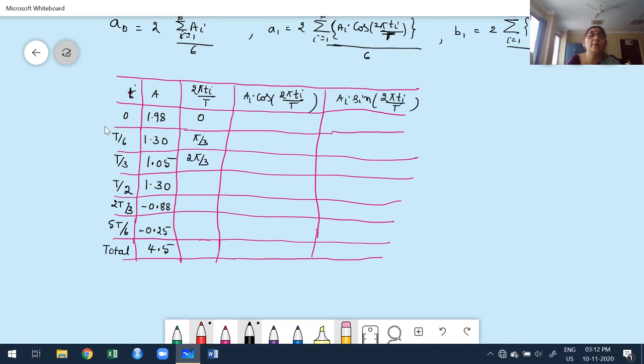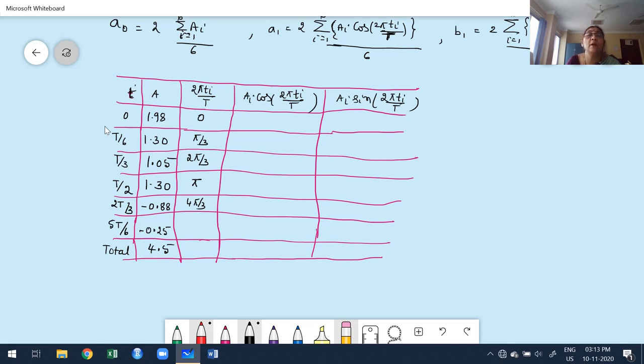Then I talk about the mistakes. Put small t is T by 2. 2 by T by 2 is cancelled. We get pi. Next, put small t is 2T by 3, capital T is cancelled, we get 4 pi by 3. Next, put small t is the fifth value, t5. Counting first value, second, third, fourth, fifth, this is the sixth value, t6.